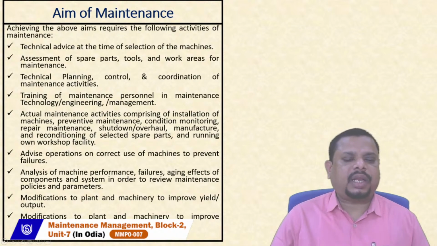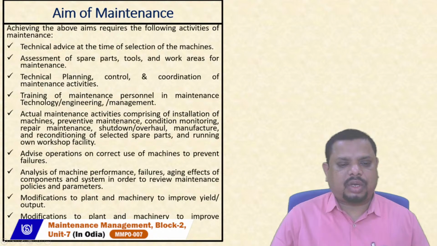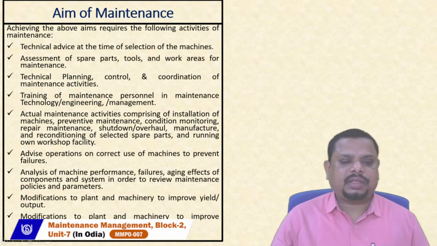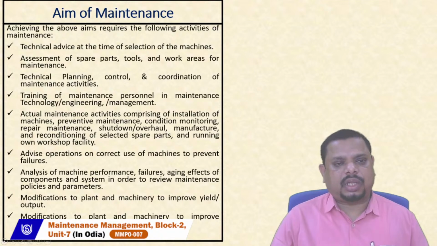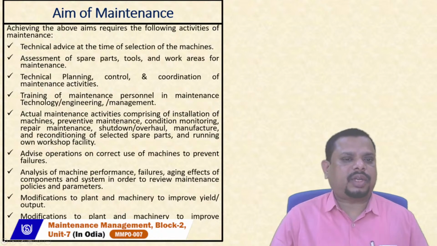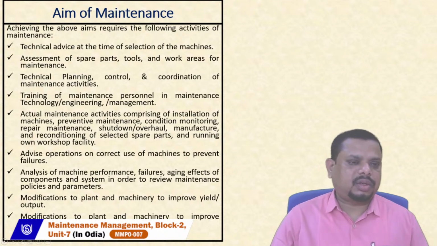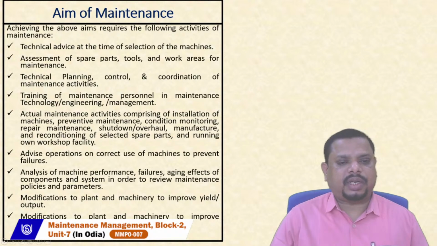The next point we have is analysis of maintenance performance. Next we have failures and the aging effect of components and systems, in order to review the maintenance policies and parameters so they are in the right place. The next is modification to the plant and machineries to improve yield and outputs. And the last point under the core activities of maintenance is modification to plant and machinery to improve the reliability and maintainability of equipment, tools, as well as the sub-assemblies. So these are the key activities of your maintenance management.